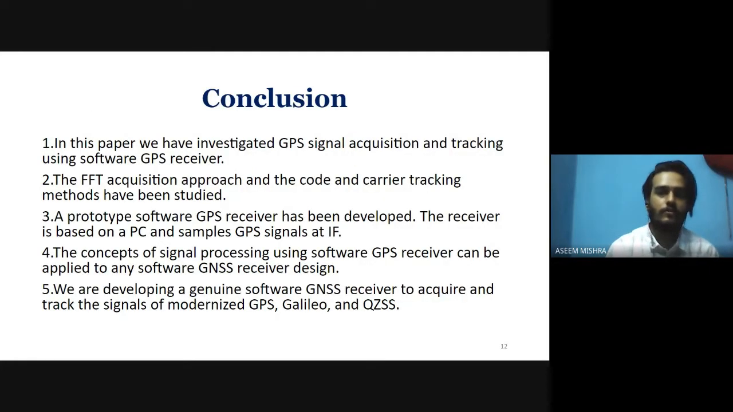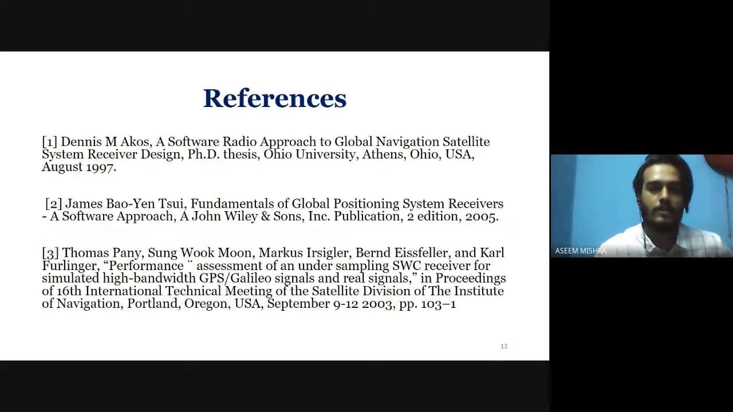So hence we conclude from this presentation that in this paper we have investigated GPS signal acquisition and tracking using a software GPS receiver. The FFT acquisition approach and the code and carrier tracking methods have been studied. A prototype software GPS receiver has been developed. The receiver is based on a PC that samples GPS signals at IF. The concepts of signal processing using a software GPS receiver can be applied to any software GNSS receiver design. We are developing a genuine software GNSS receiver to acquire and track the signals of modernized GPS, Galileo, and QZSS.